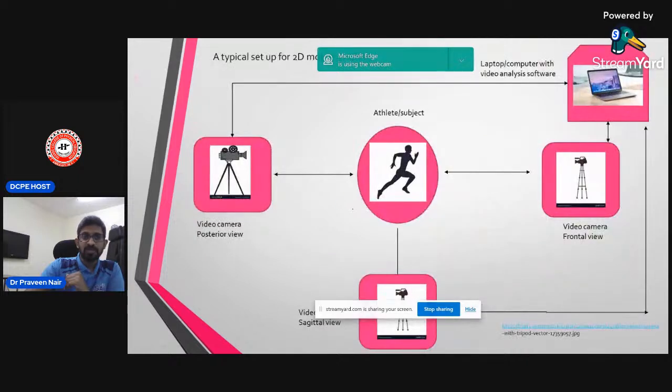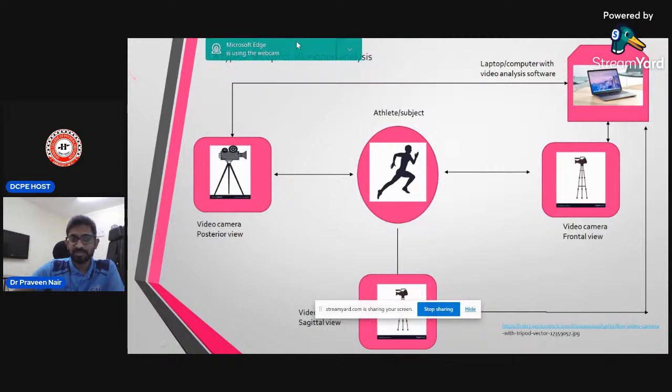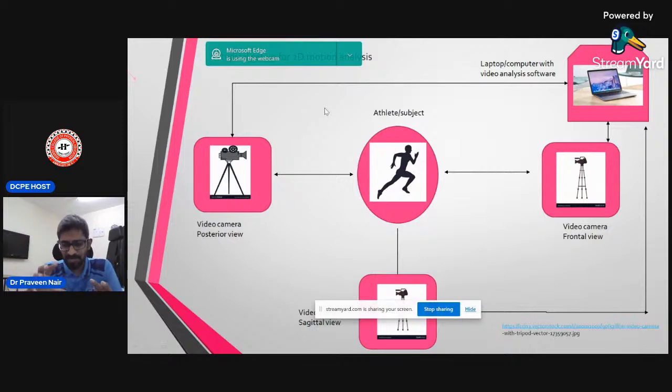Okay. So this is a typical setup of a 2D motion capture. Here, suppose an athlete is running. So I have placed a minimum requirement of 3 cameras. Actually, you can have more, depending upon the segment you want to cover. Most of the time, if you want a sagittal view, also known as the side view, the camera should be placed like this. The optical axis of the camera should be perpendicular to the plane of motion of that particular athlete. This is the first requirement.